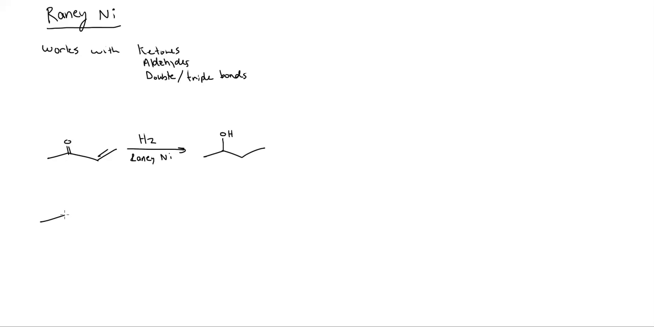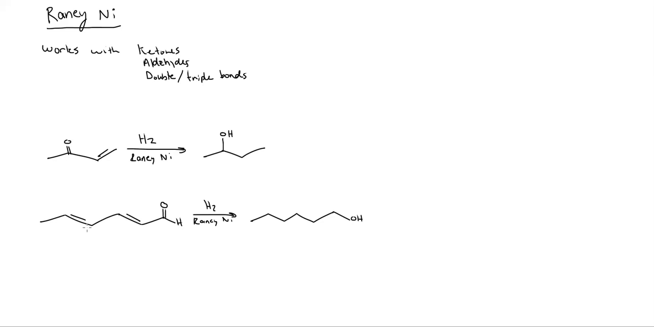Let's take another molecule that has multiple double bonds. We'll say it has a double bond here, and it has a double bond here, and then it has an aldehyde. Again, aldehydes can get reduced, no problem. So we'll put in H2 and Raney nickel. And what's going to happen is 1, 2, 3, 4, 5, 6. I get an alcohol here, and then the two double bonds just go away. All right. So that's all that happens.